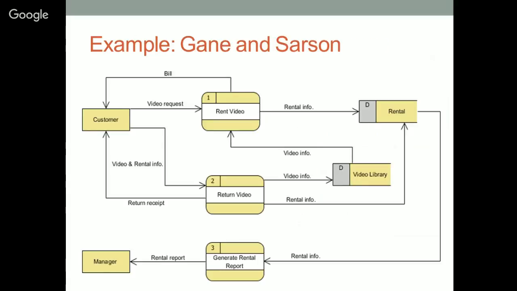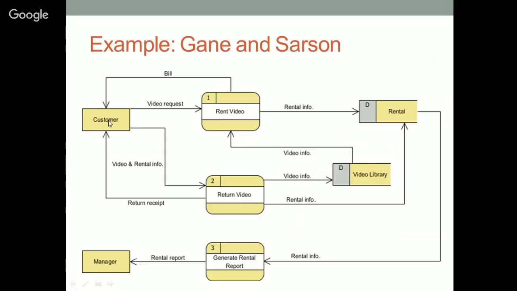In this example, which is done in the Gane and Sarson notation, it represents some sort of video rental system. And we have our two inputs and outputs here, which are the external entities, customer and manager. And the customer can input to the system in two different ways. We have the video request to rent a video, or the request to return a video.